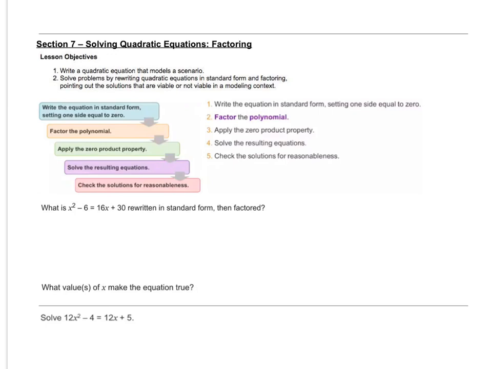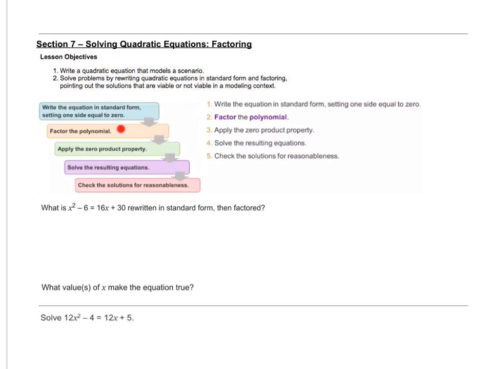Hello. You are about to embark on a journey that most high school students get to go on. We're solving quadratic equations by factoring. This is awesome, okay? This is big time. This is huge. What we want to talk about today is solving quadratics by factoring, okay?